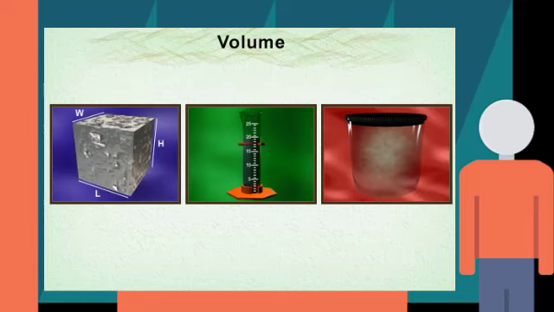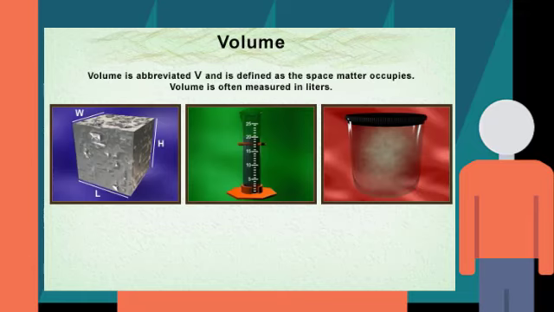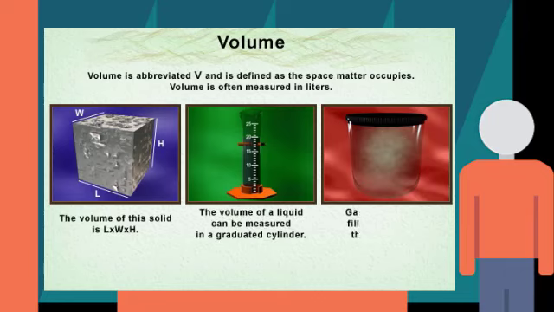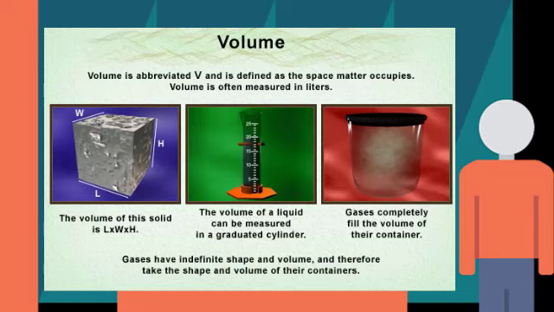The next factor used to describe gases is volume, abbreviated V. Volume is the space matter occupies and is often measured in liters. Earlier you saw experiments that prove gas is a type of matter because it has mass and occupies space. Furthermore, gases are defined as matter that has indefinite shape and indefinite volume. Indefinite shape means that gases do not hold their own shape. Instead, they take the shape of their container.